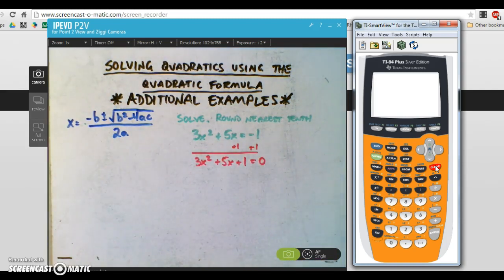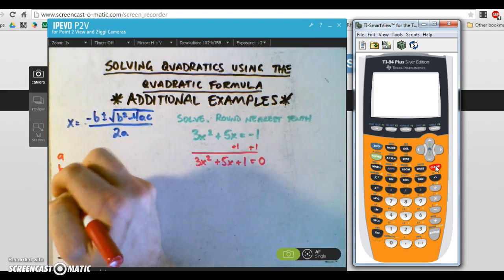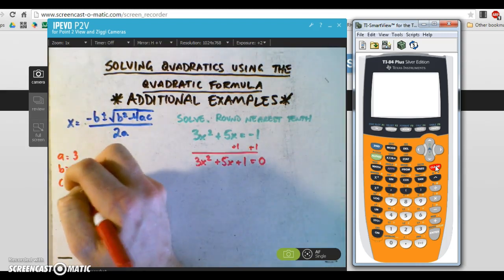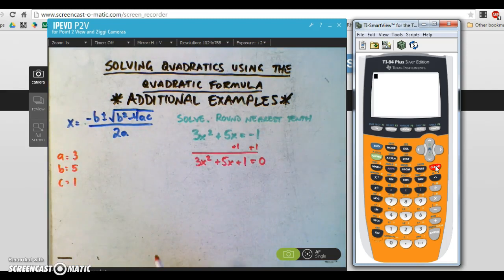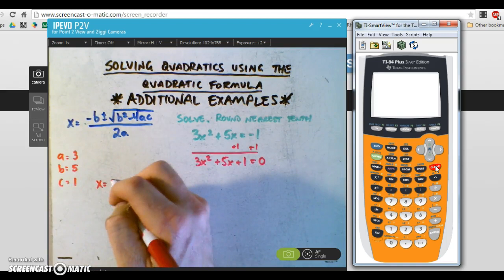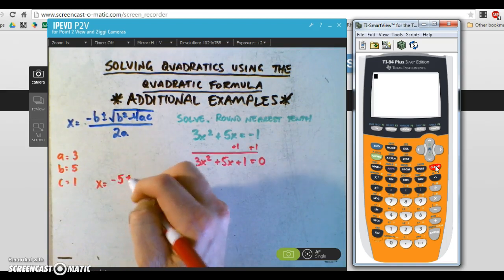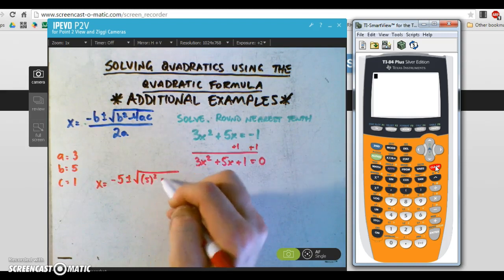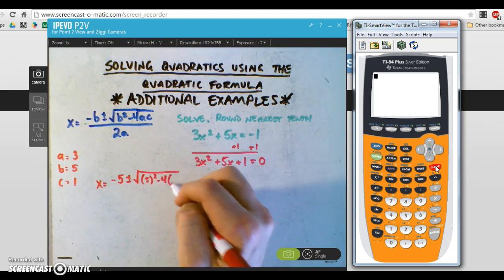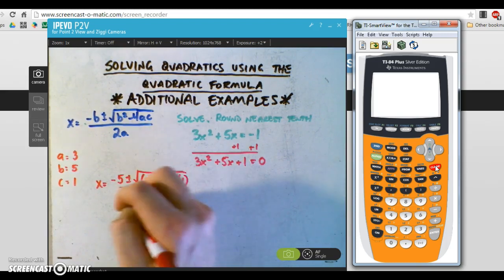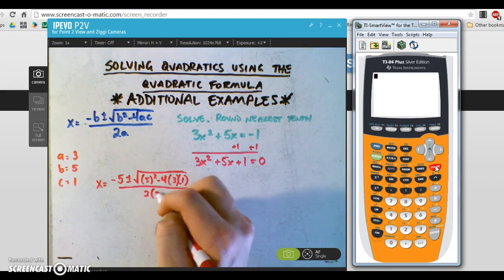Okay, now I can start actually working with this. So I have to identify A, B, and C. In this case, A is 3, B is 5, C is 1. And now I can start plugging in. X equals negative B, which is negative 5, plus or minus the square root of 5 squared minus 4 times 3 times 1. A is 3, C is 1, all over 2 times 3.